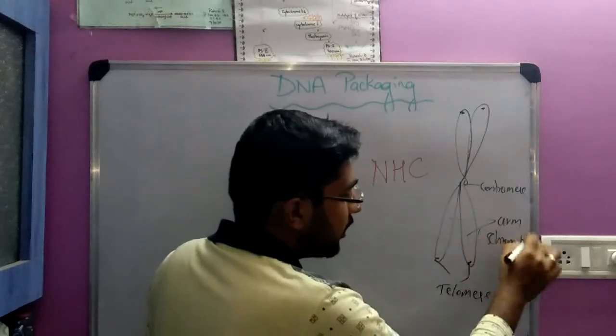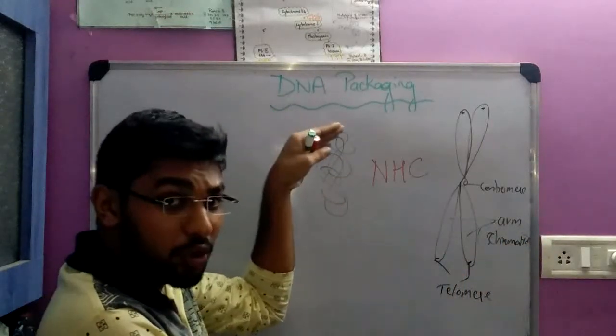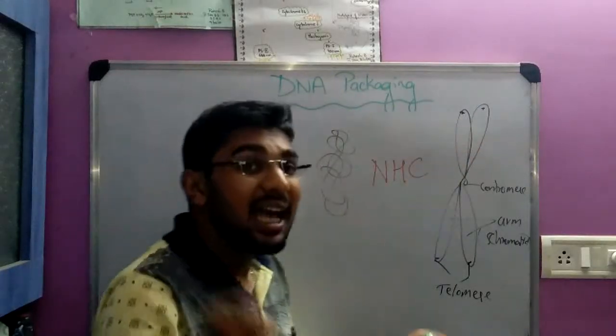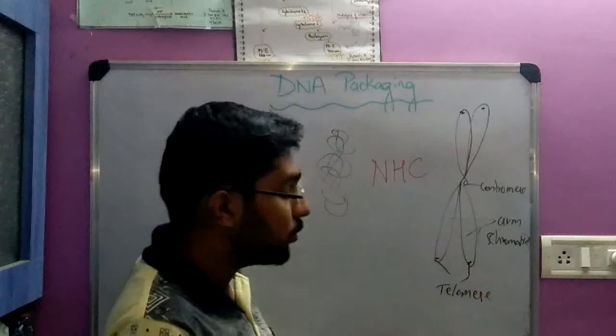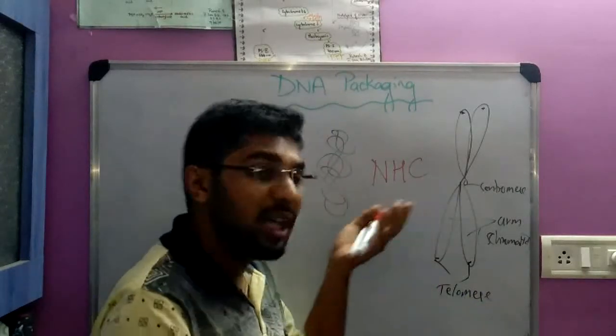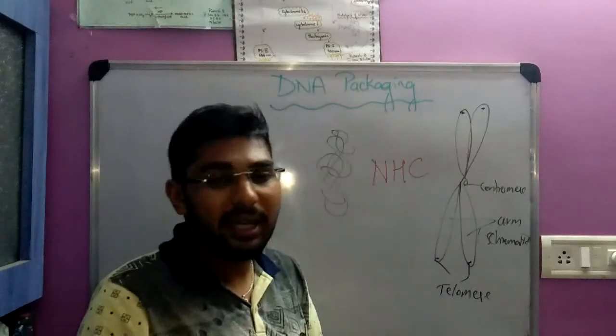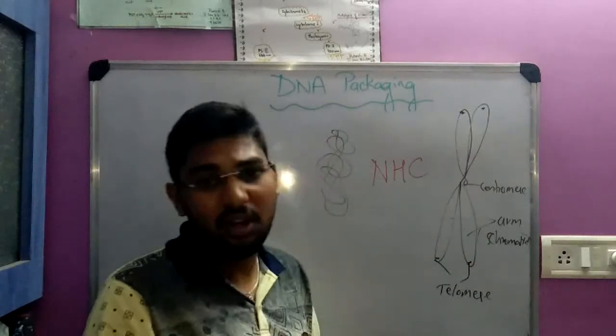So this entire thread-like filament that I showed you condenses and coils with the help of non-histone chromosomal proteins at the metaphase stage to form a chromosome. And there are 23 pairs of chromosomes in human beings. It varies with each and every living organism.